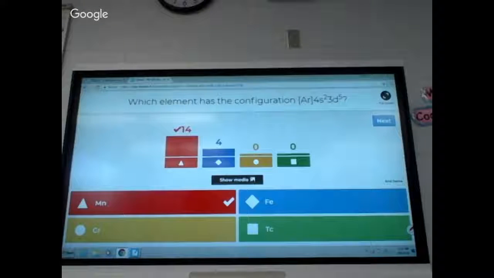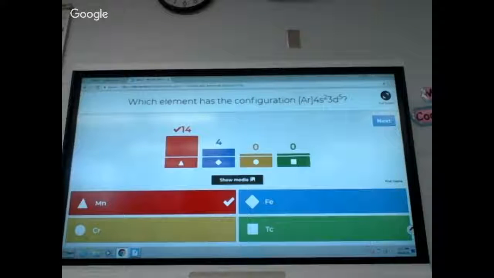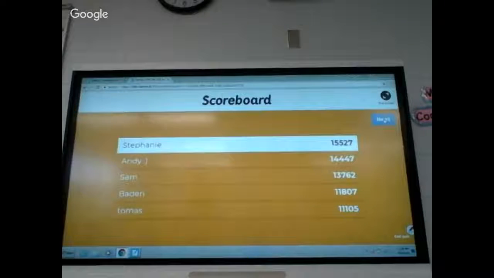All right. Four of us didn't get it. All right, so 4s2, 3d5. 4s2 would put us here at potassium, right? So 4s2, 3d5. 1, 2, 3, 4, 5. We okay with counting across 3d5? Does that make sense? Iron would be 3d6.